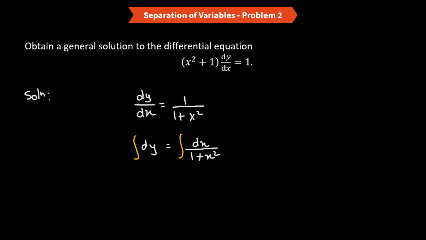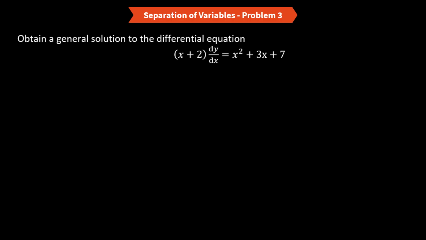Now we are going to integrate both sides. Now from the table of integrals, integration of dx over 1 plus x squared will be tangent inverse of x. So finally we get y equals tangent inverse of x plus c. And this is going to be the required solution to the given differential equation.